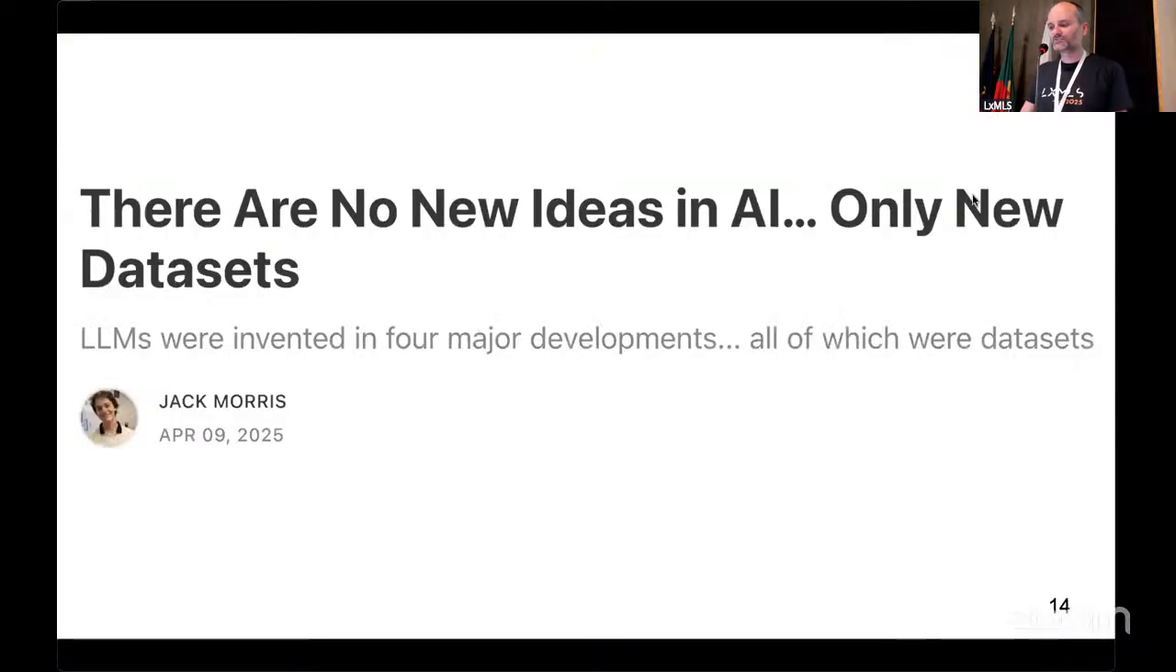Jack Morris wrote a very interesting article on Substack recently that there are no new ideas in AI. There are only new data sets, and he argued that LLMs have been developed in four major developments, and these are not actually algorithmic developments, they rely on data sets. And as a good scientist, I only look for evidence that supports my argument, so I'm happy to take Jack Morris as the inspiration for this part of the lecture.